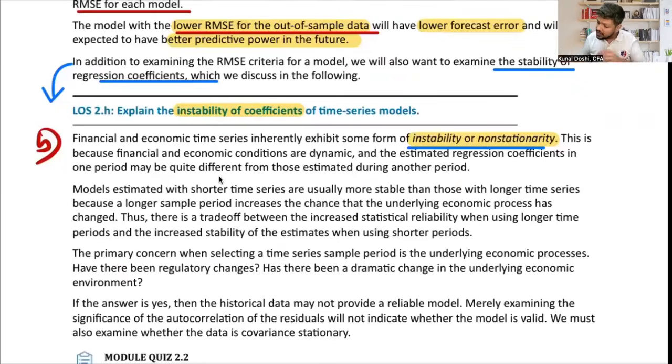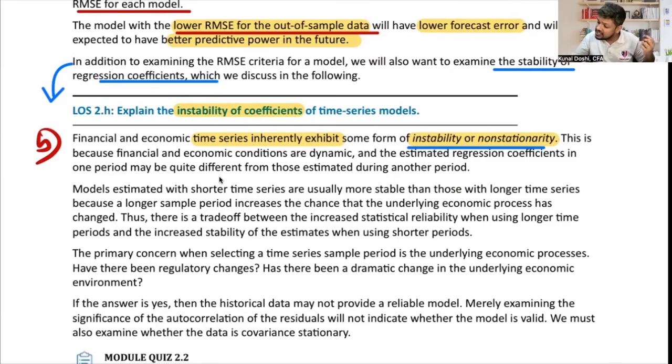So what is that? Financial and economic time series inherently exhibit some form of instability or non-stationarity. It means the values are not the same. When I talk about mean reversion, what if the situations have drastically changed?